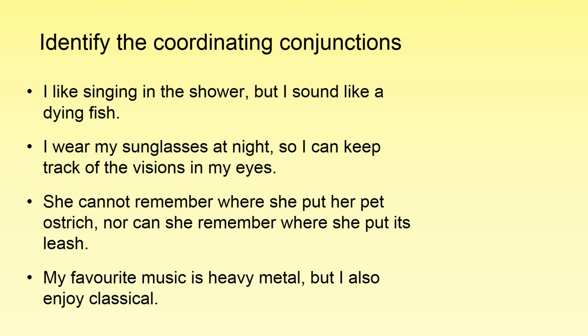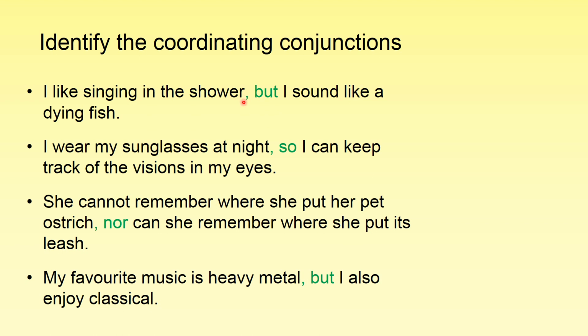Okay, let's take a look at the answers. When we're looking for coordinating conjunctions, we're looking for independent clauses. So let's take a look at this first example. I like singing in the shower. Can that work on its own as a sentence? It sure can. Let's look on the other side of the sentence. I sound like a dying fish. Can that work on its own? It can. So we can see that this coordinating conjunction is being used correctly.